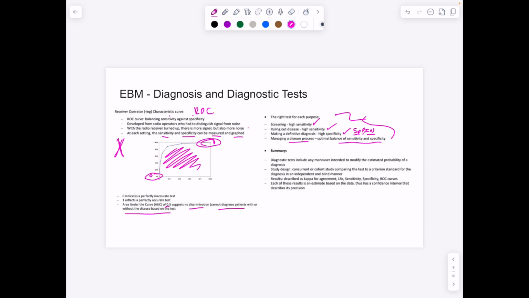All right, so summary. Diagnostic tests can include any maneuver intended to modify the estimated probability of diagnosis. Study design: concurrent or cohort study, comparing the test to the criterion standard for diagnosis in an independent or blind manner, and then results described as kappa for agreement. We were told we need to know that. Likelihood ratios, sensitivity, specificity, ROC curves, not going to be tested. Each of these results is an estimate based on the data, and this has a confidence interval that describes its precision.